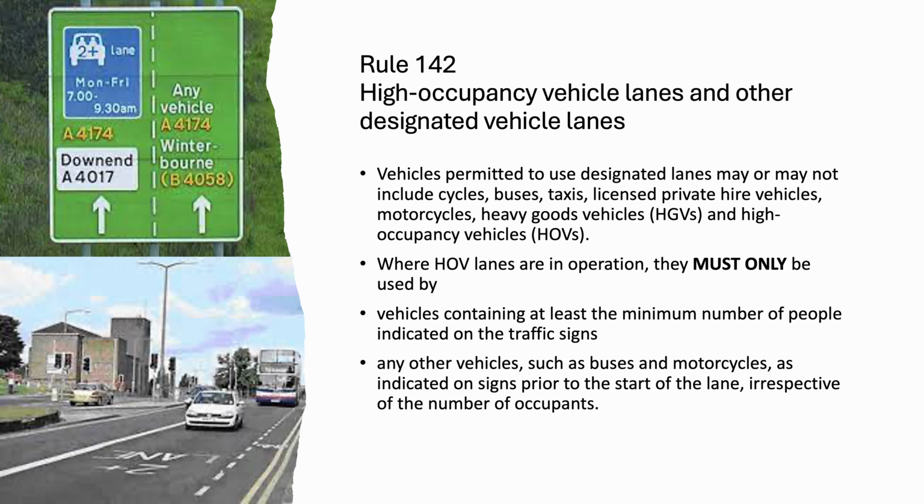Vehicles permitted to use designated lanes may or may not include cycles, buses, taxis, licensed private hire vehicles, motorcycles, heavy goods vehicles and high occupancy vehicles. Where high occupancy vehicle lanes are in operation, they must only be used by vehicles containing at least the minimum number of people indicated on the traffic signs, or any other vehicles such as buses and motorcycles as indicated on signs prior to the start of the lane, irrespective of the number of occupants.